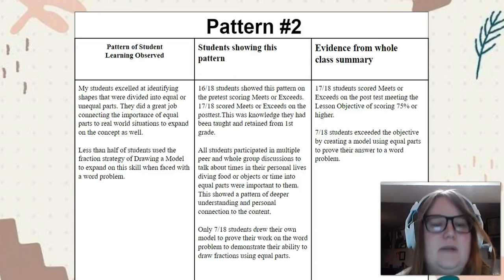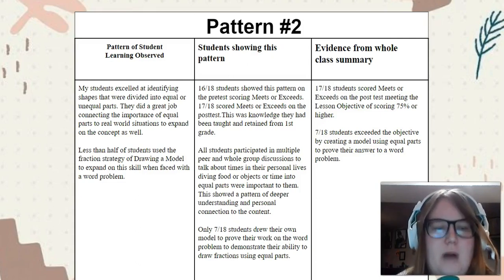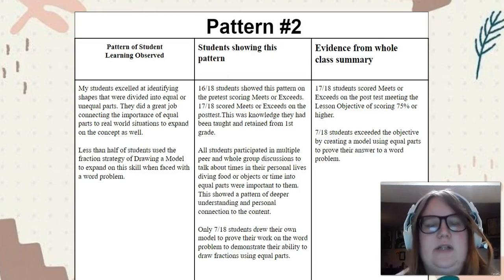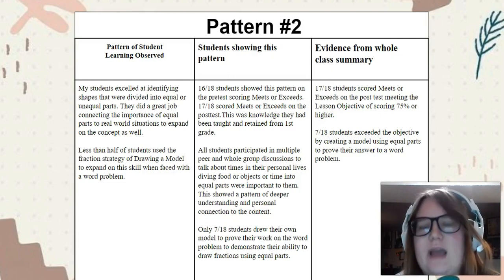We did struggle once again with actually drawing our model to expand this skill when faced with a word problem. Students on my pre-test did score 16 out of 18, getting that meets or exceeds, which was great. This was also another sort of reteach from first grade. And then on that post-test, 17 out of 18 scored meets or exceeds, getting that 75% or higher.